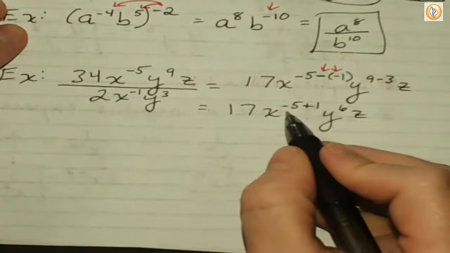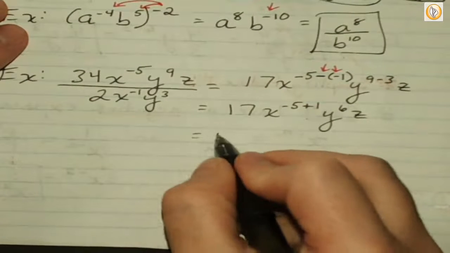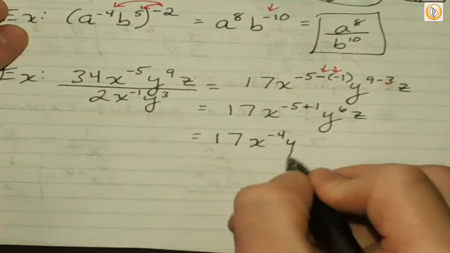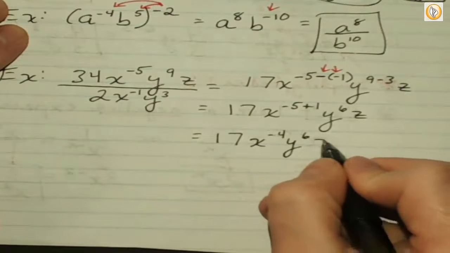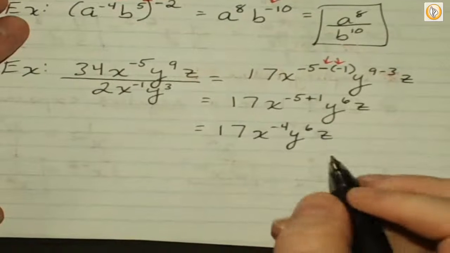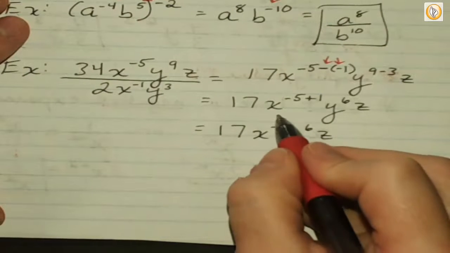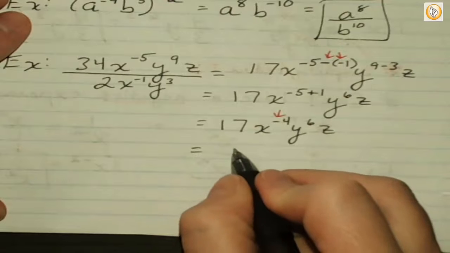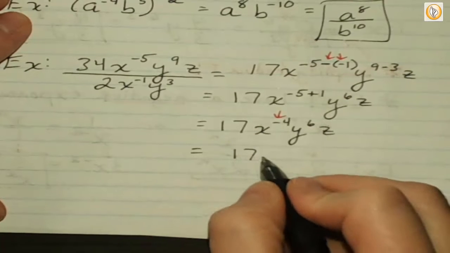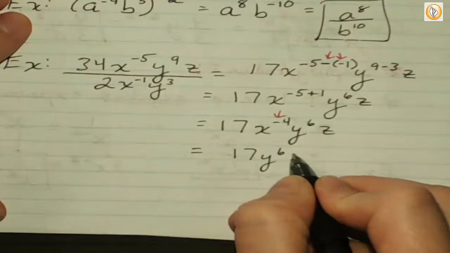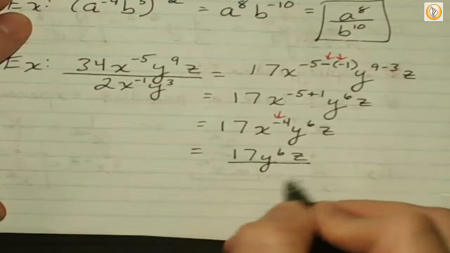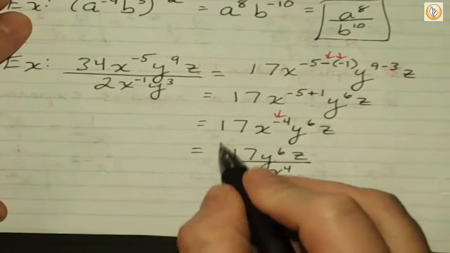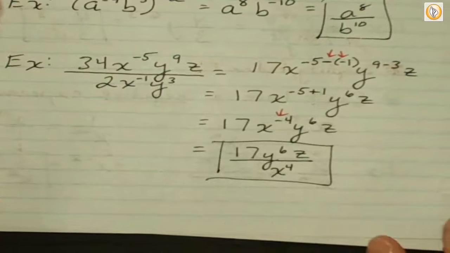All right, so Taylor, -5 plus 1 is? -4. -4, y to the power 6, z. All right, so Taylor, I've got this negative exponent. What do I do? You put it on the bottom, so this would become 17y to the 6 times z over x to the 4. There you go. And he's correct.